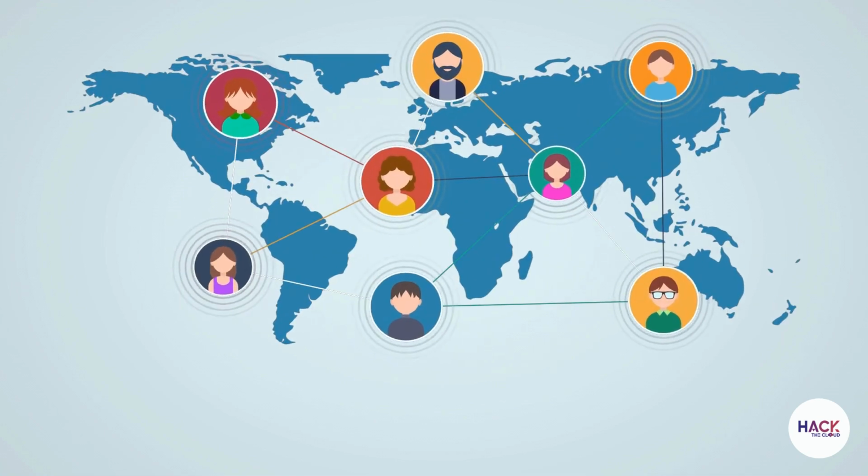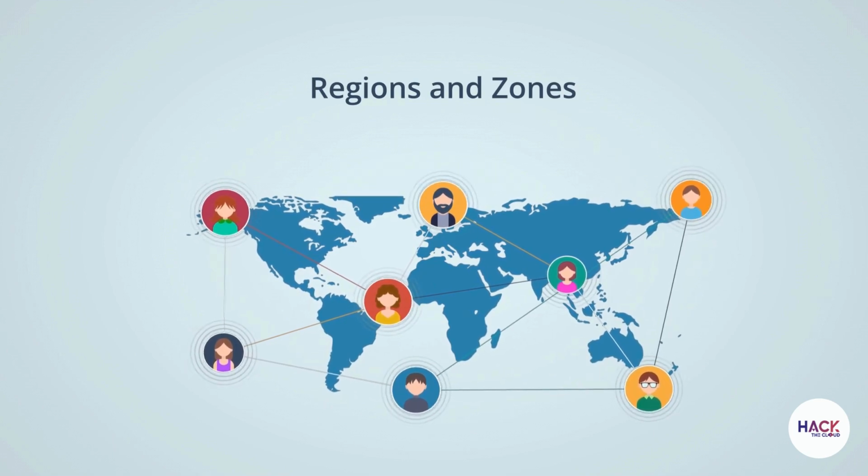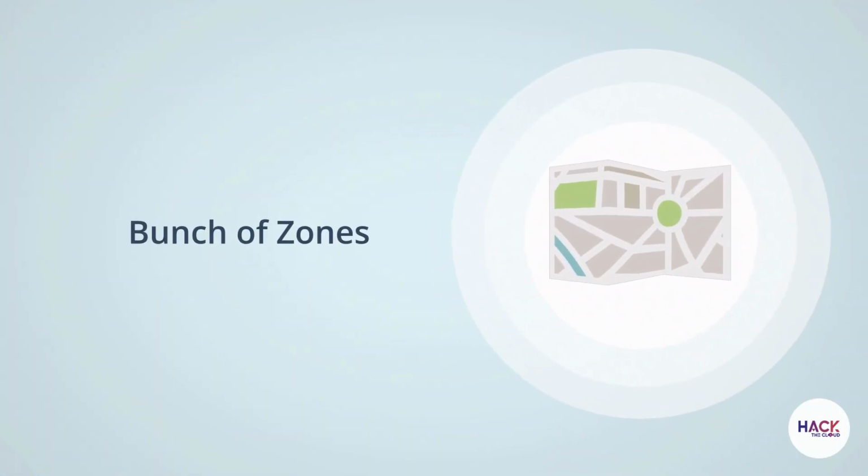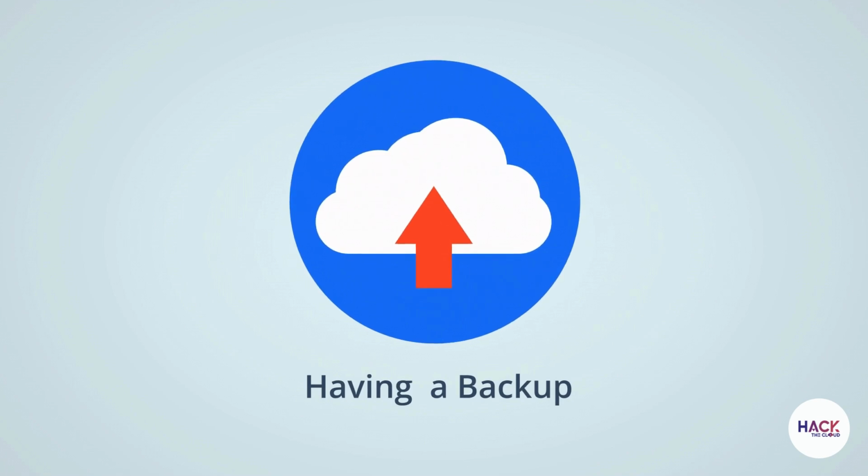Regions and zones, the cloud's neighborhoods. Now, let's talk about where the magic happens. Regions and zones. Think of a region as a whole city, like Google Cloud City. Inside that city, you've got a bunch of zones, which are like neighborhoods. And get this, each region has at least 3 zones, because we like to keep things redundant here in the cloud. That's a fancy way of saying, if one neighborhood has a power outage, your data's safe in another zone. It's like having backup homes for your data. No power, no problem. Your data just hangs out in the next zone like nothing ever happened.